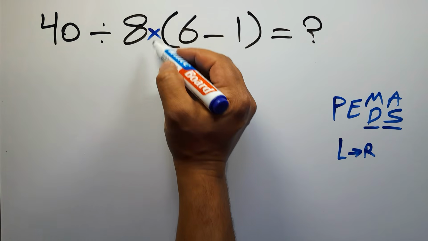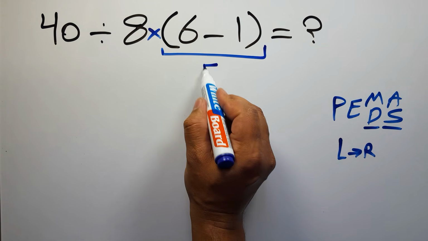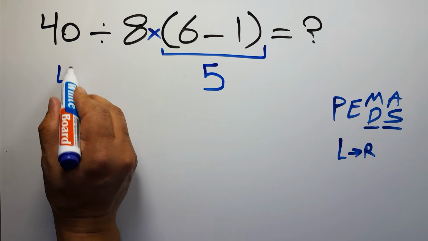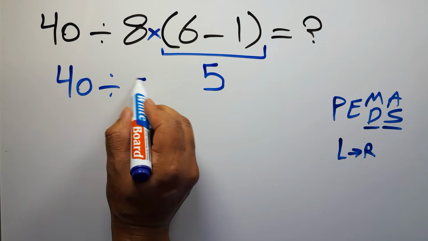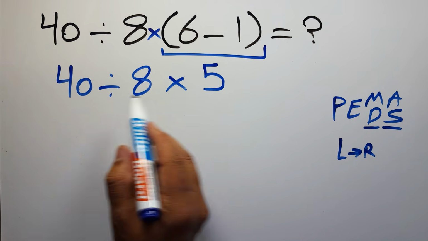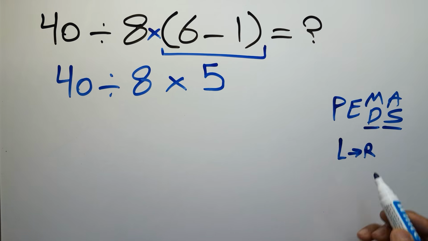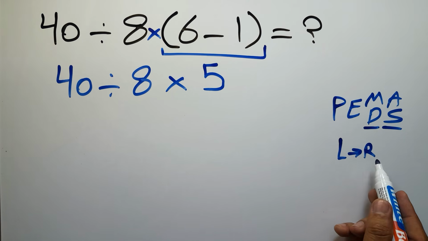So first we have to do this parentheses. Inside this parentheses we have 6 minus 1, which equals 5. So we have 40 divided by 8, then times 5. Now in this expression we have one division and one multiplication. As I said, multiplication and division have equal priority and we have to work from left to right.